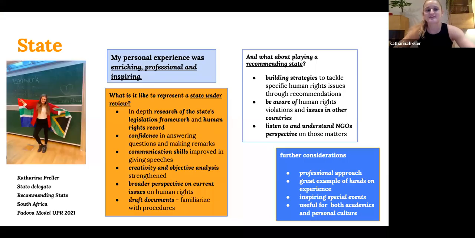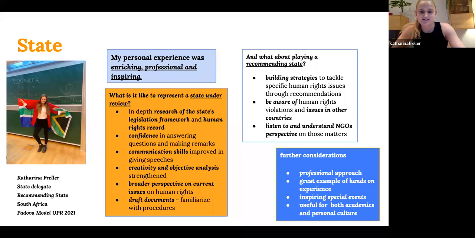Hello everyone and welcome. My name is Katarina and I participated as a states delegate in the last UPR. I represented South Africa as a recommending state. Today I want to share my experiences with you and explain why I'm convinced that participating would be beneficial for your professional as well as your personal development.